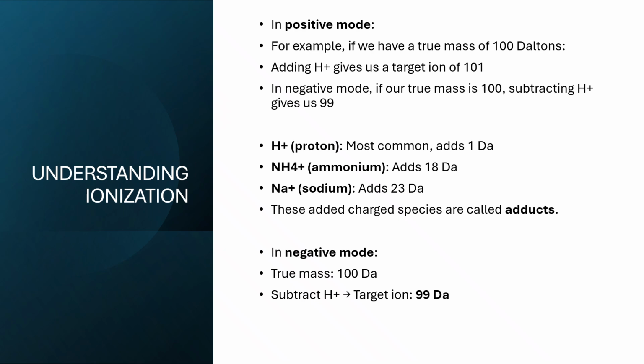Some common adducts include H+, where the addition is 1 dalton, ammonium addition, where 18 daltons is added to your molecule. Then there is sodium addition, where it adds 23 daltons to your molecule. These added charged species are called adducts. So the key takeaway here is that in positive mode, you're adding mass, and in negative mode, you're subtracting mass. Understanding this is fundamental to interpreting mass spectrometry data correctly.